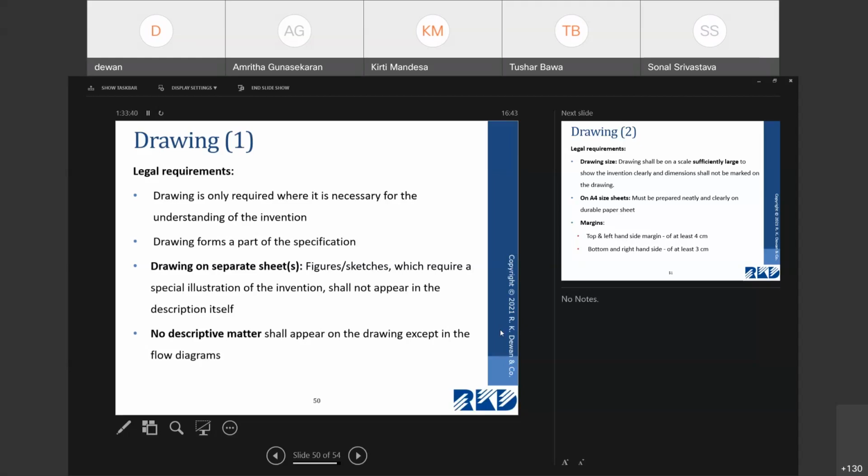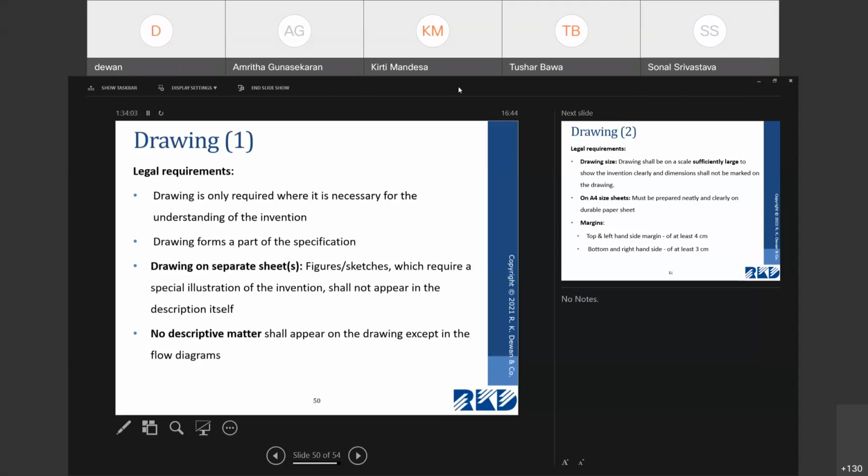As somebody was asking earlier also, there's no descriptive matter should appear in the drawings. It should be reference numerals, and all those reference numerals are included into the detailed description. So in the detailed description, we have the drawings. We use the... I think there's a problem with the communication.